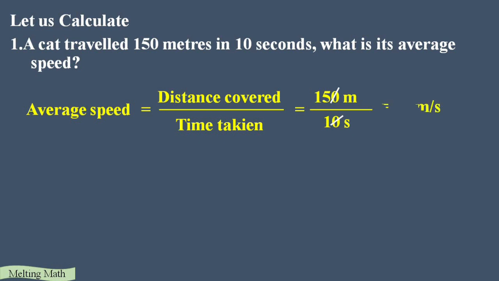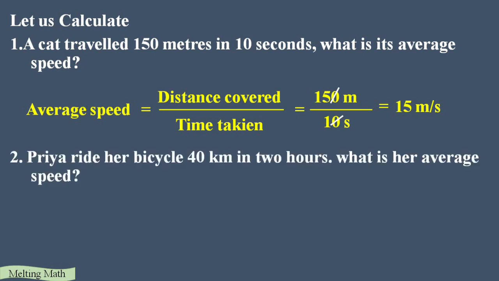These units are very, very important. The distance covered is 150 meters and the time taken is 10 seconds. These meters and seconds are very important, that's why we write meter by second here. By cancelling, 150 divided by 10, we get 15 meter per second. So the average speed of that cat is 15 meter per second.